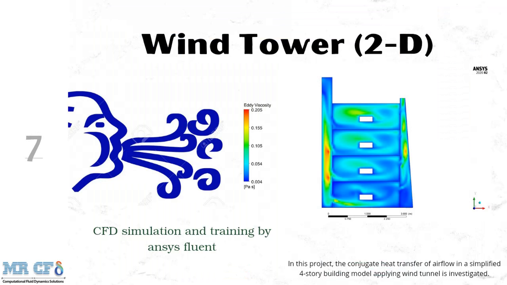surface. In exercise number 7, the conjugate heat transfer of airflow in a simplified 4-story building model applying a wind tower is investigated by ANSYS Fluent software. Turbulent airflow enters the domain from the top left region, and due to heat transfer to air from the right diagonal wall with specific temperature and heat generation rate of solar radiation, conjugated heat transfer, natural and forced convection, leads to buoyancy effect, which helps airflow to exit the domain from the top right region.